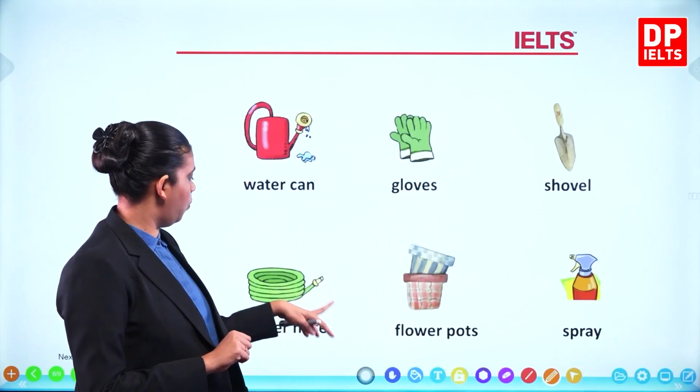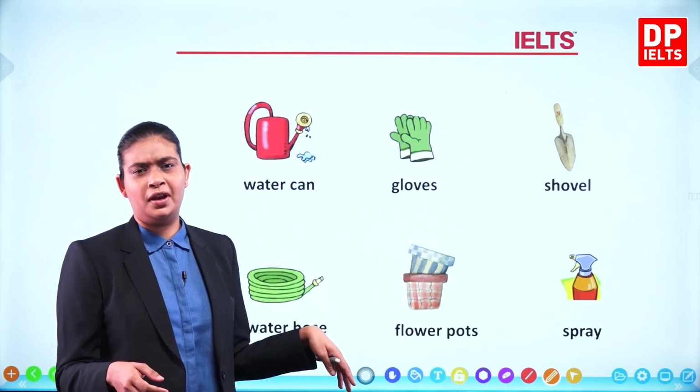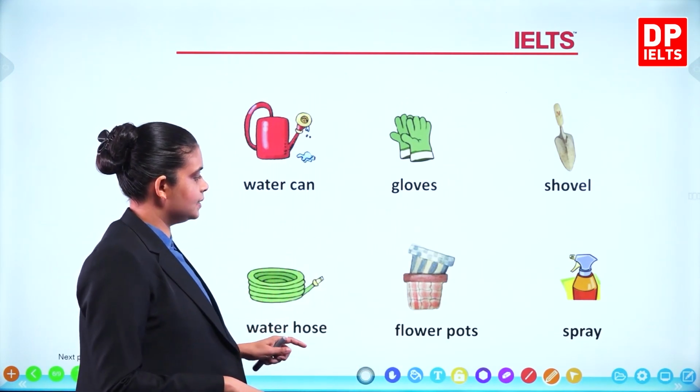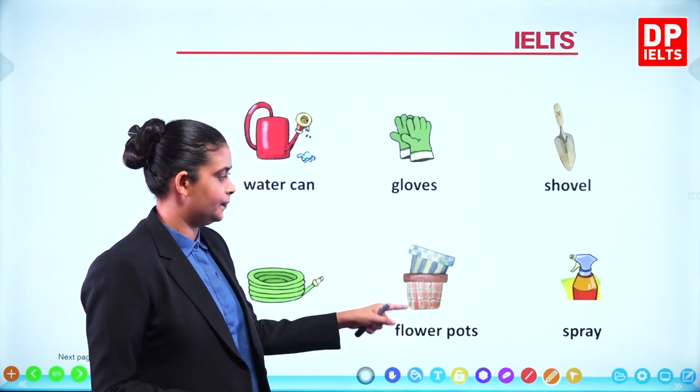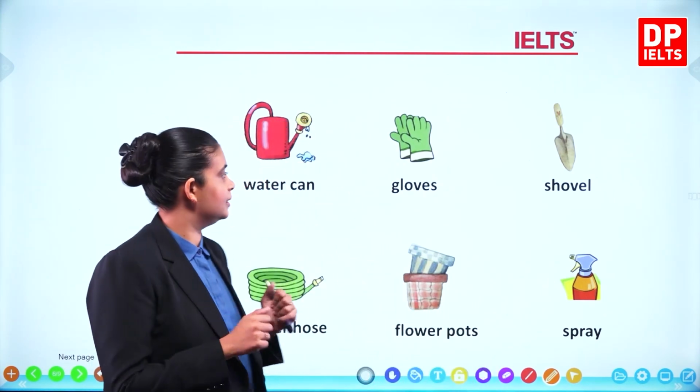Water hose. In Sri Lanka, we call it a water pipe, right? But usually it's not a water pipe, it's a water hose, right? Flower pots. And what you do with this is called a spray, right?